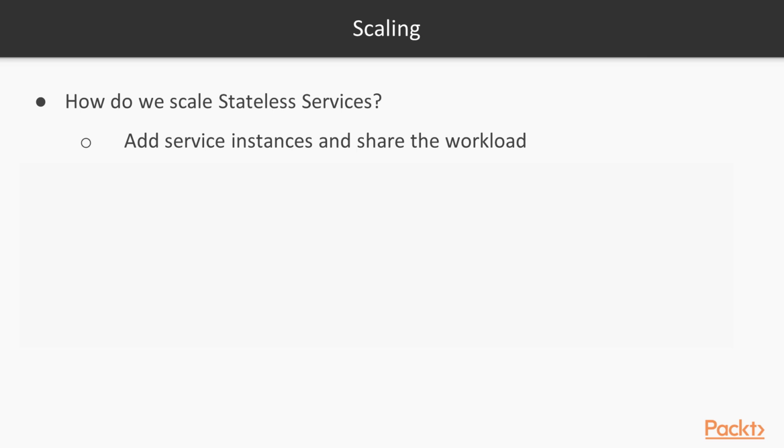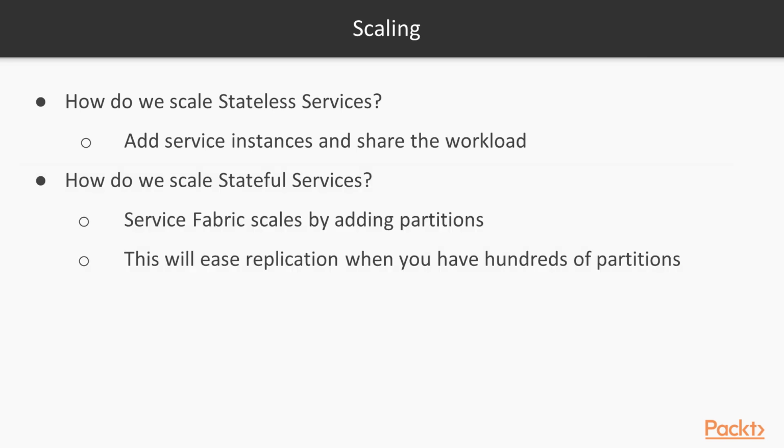So that's how we do it for stateless services, whereas a stateful service needs to maintain the state of the replica. Every stateful service will have a partition and it needs to replicate with other nodes for high availability. So what we do is add more partitions into the farm. Service Fabric can easily replicate hundreds of partitions. It is built for high scale applications.